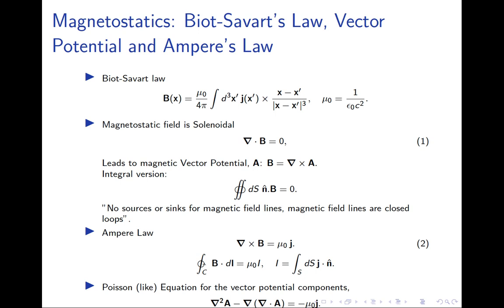Now the Lorentz force law. So this is a one-slide summary of magnetostatics. The essential elements are the Biot-Savart law, and then the divergence of that expression and the curl of that. The divergence will lead to the vanishing of that, which will lead to the vector potential. And of course, the curl will lead to Ampere's law.